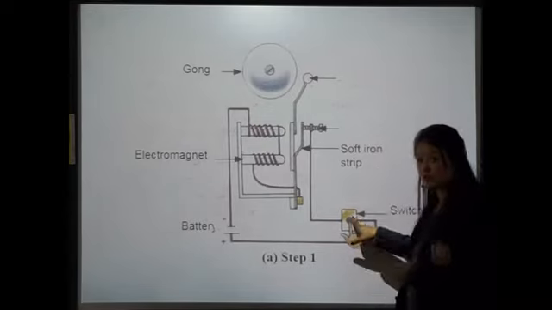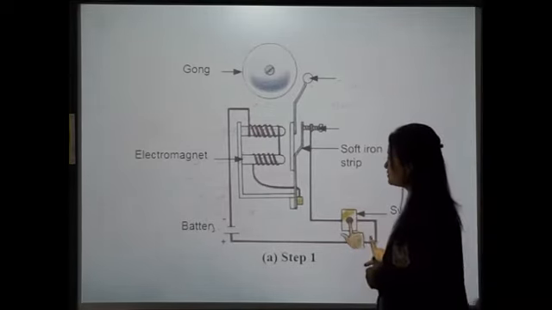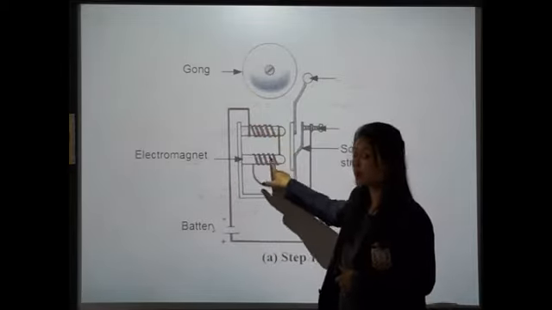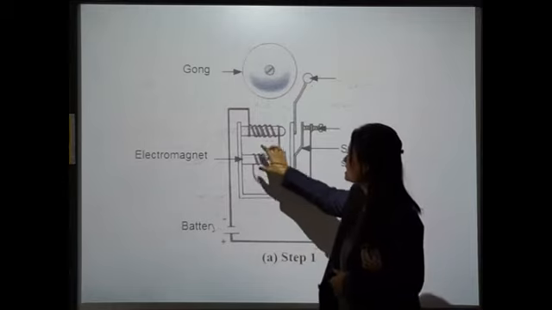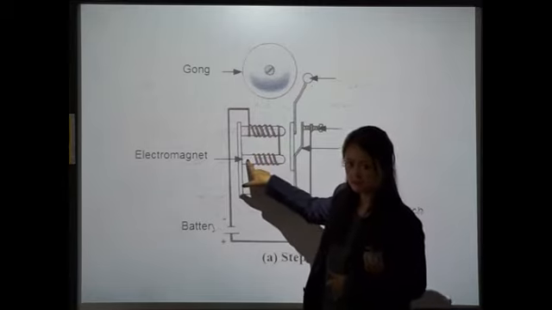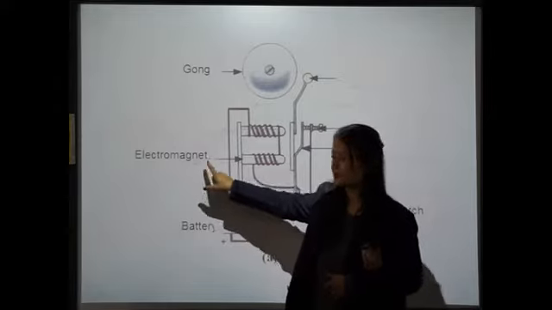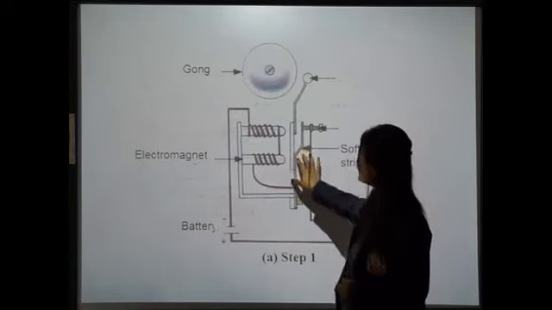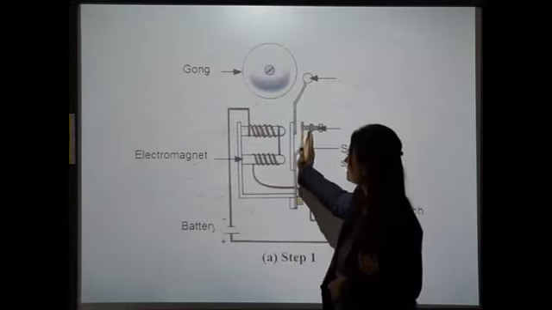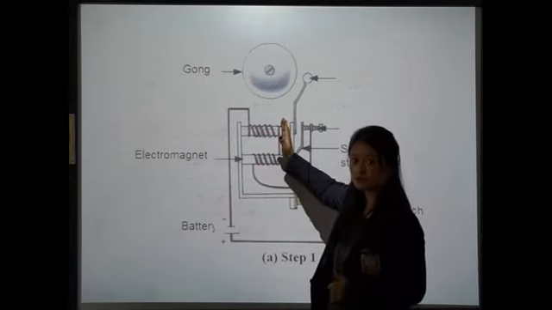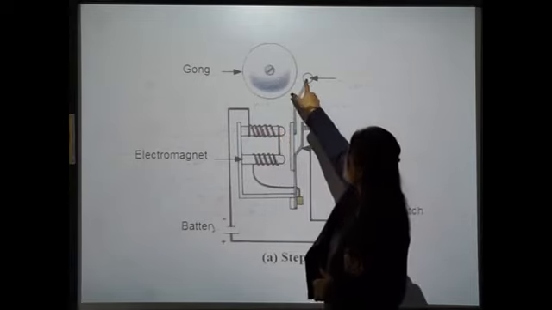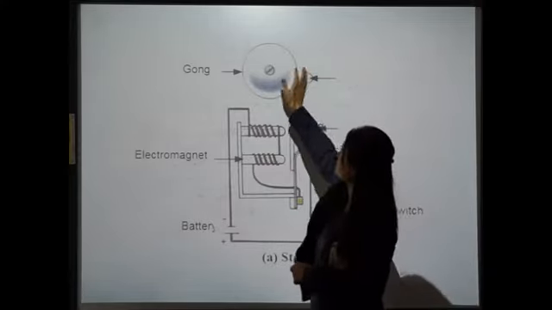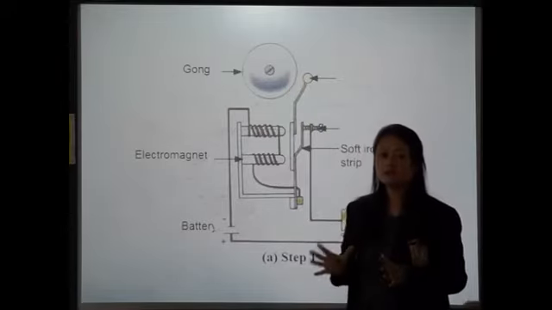Now when you switch this on, what will happen? Current will start flowing through the wire, and when the current flows through the wire, this bar will act as a magnet, which will act as an electromagnet. So they will attract this iron strip closer to it. When the attraction happens, this will move closer to this. Now when it moves closer, this hammer will hit the gong. When the hammer hits the gong, that means when it comes closer, the bell will ring.